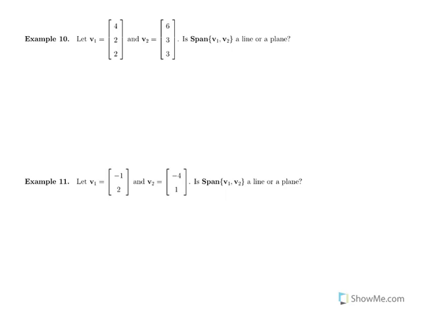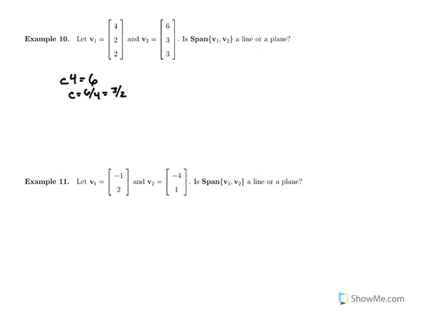So next example here we have v1 and v2, two vectors in R3. The question is, is the span of these two vectors a line or a plane? The question that we're asking is, is v2 a multiple of v1 or is v1 a multiple of v2? Same question either way. If this is going to be a multiple, that means I need to have some number c times 4 equal to 6. That would be c is 6 divided by 4, 3 halves.